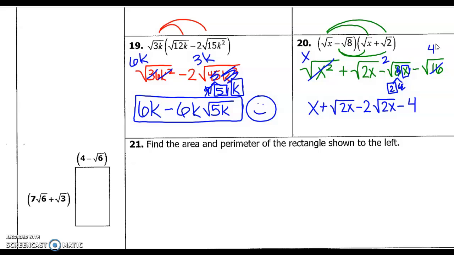So then I see I've got like radicals. I got the square root of 2x and I've got another square root of 2x. So 1 minus 2, I've got x minus 1 radical 2x minus 4. So that is day 2 of our radicals.